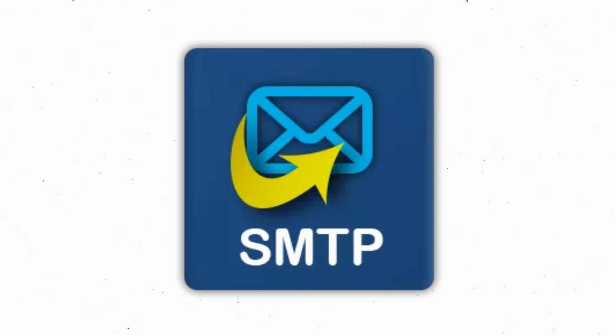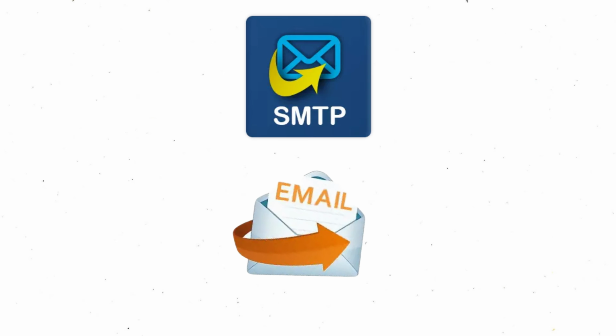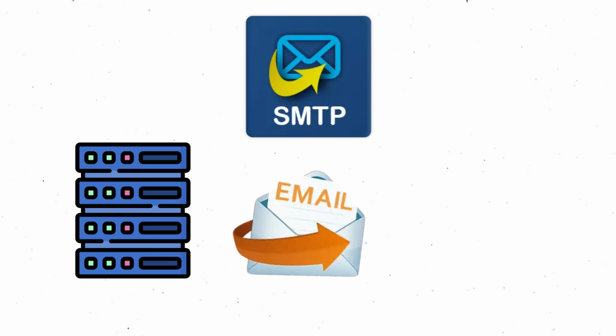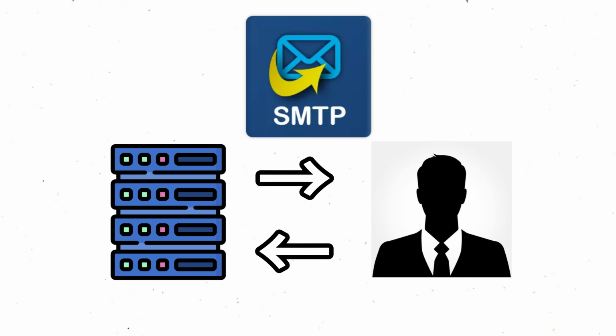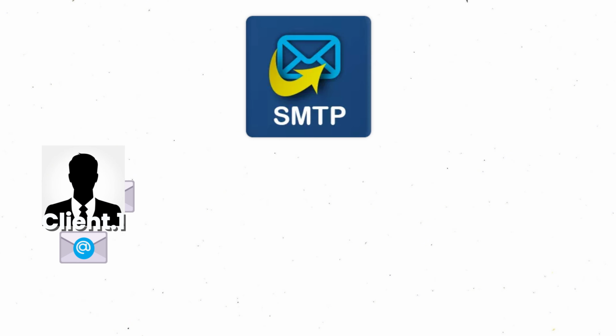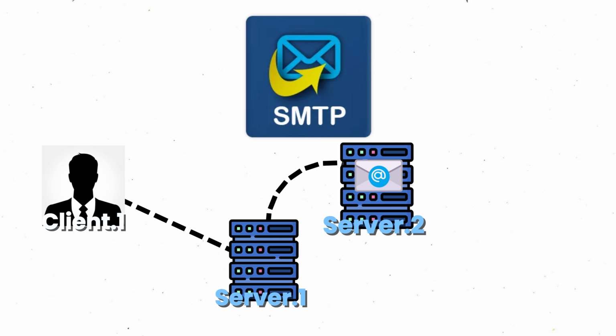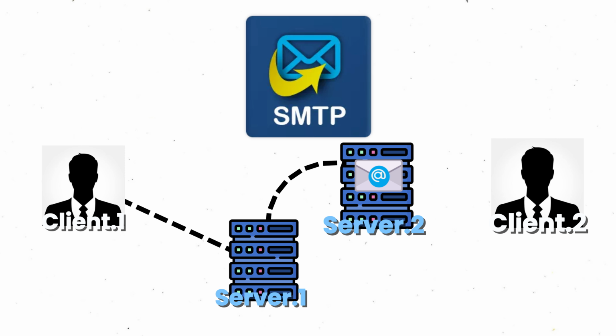At last, there is SMTP, which stands for Simple Mail Transfer Protocol, and it operates primarily on port 25. It is a standard protocol used for sending email messages between mail servers and from email clients to mail servers. SMTP works on a client-server model. When a user sends an email, the email client connects to an SMTP server. The server processes the message and forwards it to the recipient's mail server using SMTP. SMTP is responsible only for sending and relaying emails. It does not handle email retrieval.